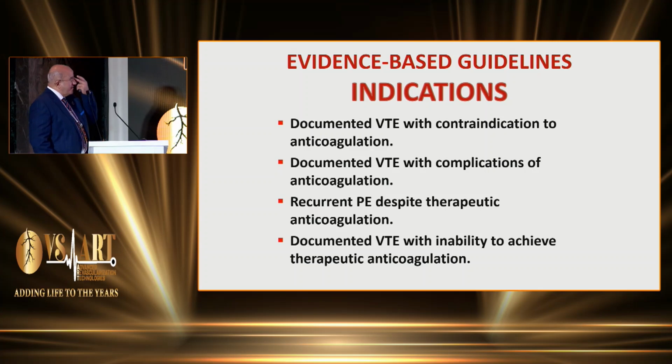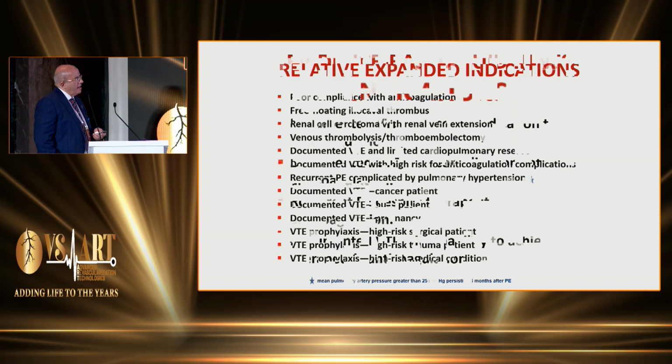The evidence-based indications of the filter: documented VTE with contraindication to anticoagulation, documented VTE with complication of anticoagulation, recurrent pulmonary embolism despite therapeutic anticoagulation, and documented VTE with inability to achieve therapeutic anticoagulation.